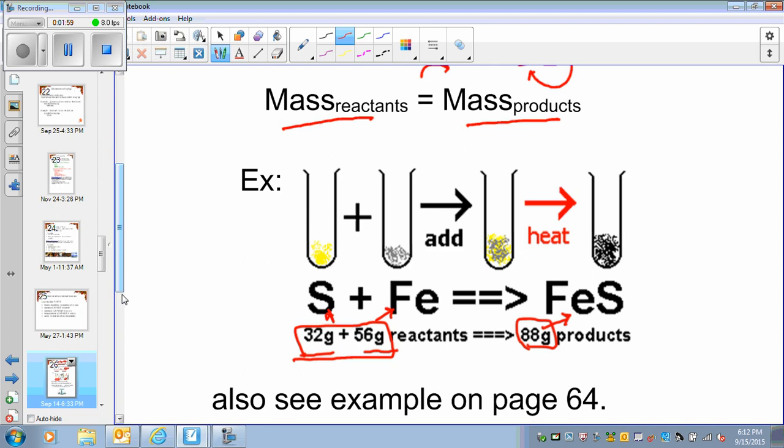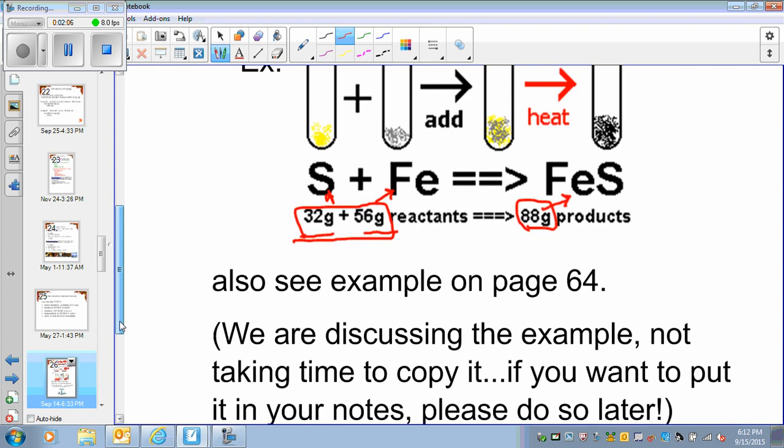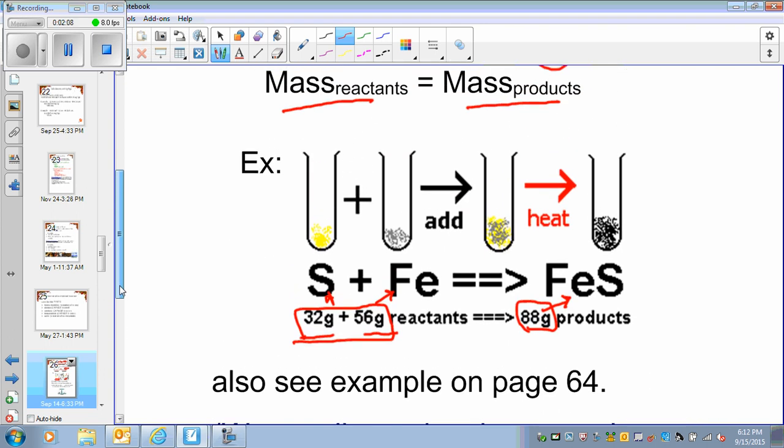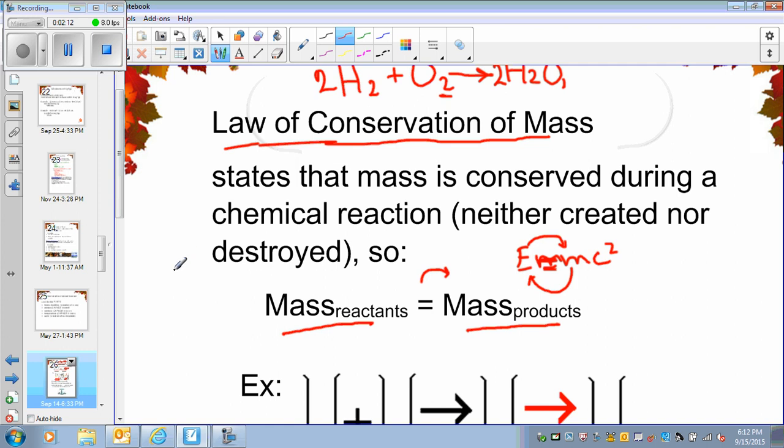Also, in your book, chapter 64, there are a couple of examples that talk about how the total mass on the reactant side should be equal to the total mass on the product side. So that's all about the law of conservation of mass.